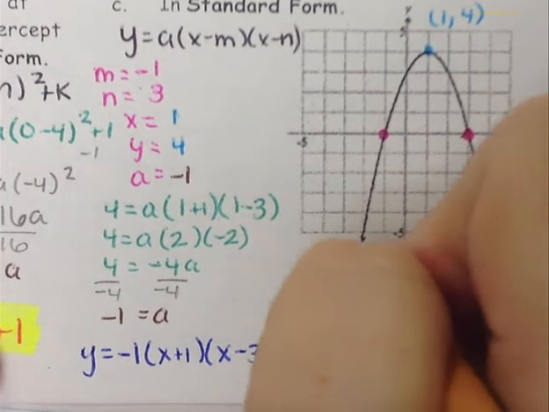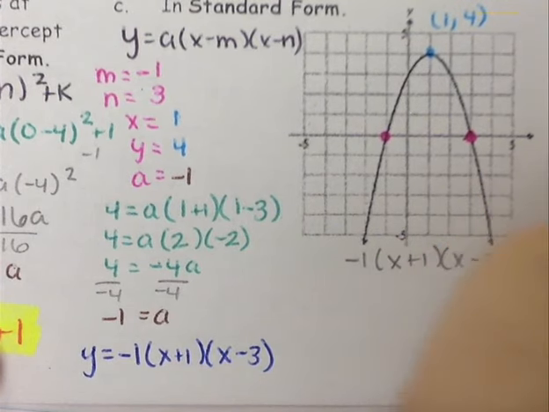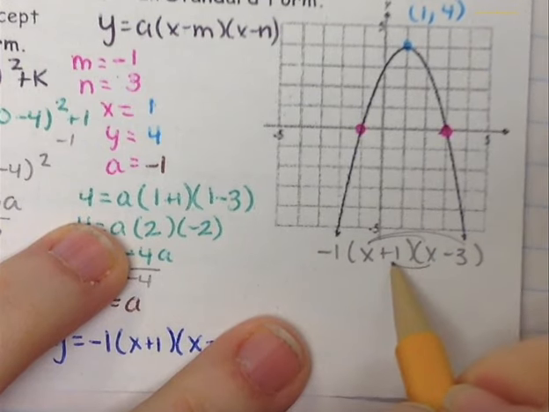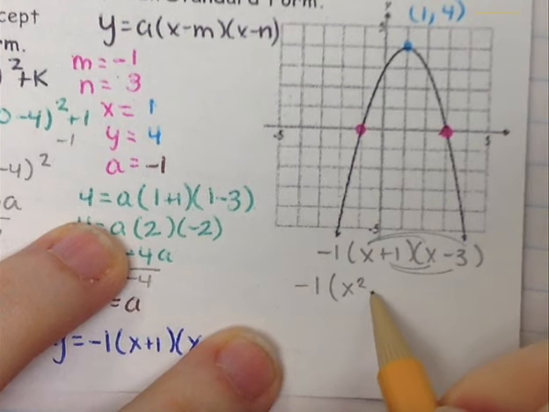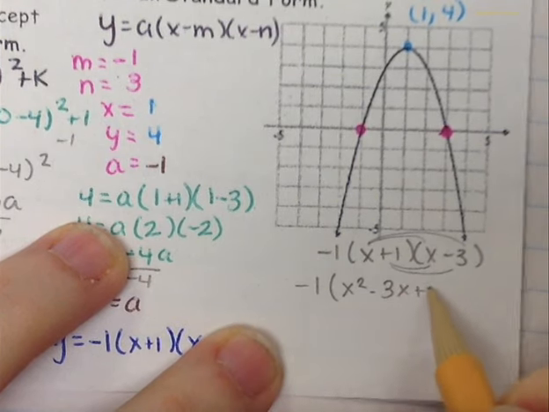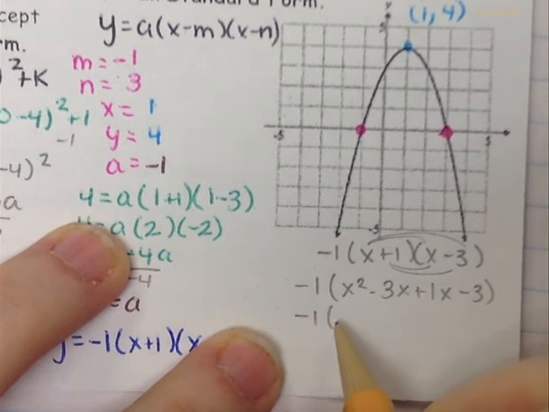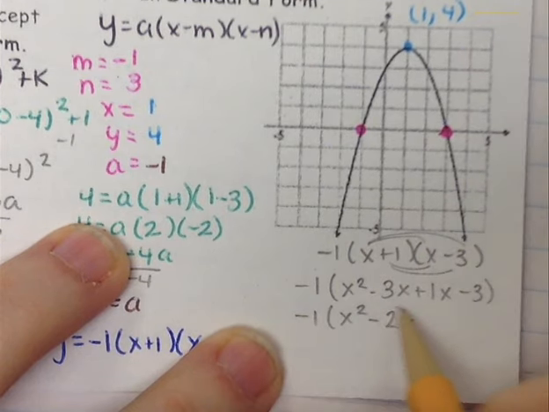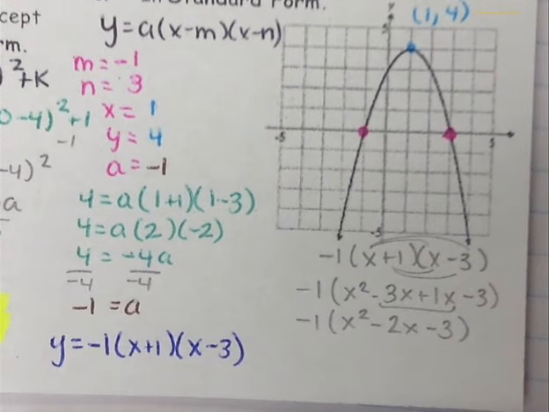We want standard form. So we're going to take this part we have here, and we're going to distribute it. So we're going to have that negative 1, parentheses, x plus 1, parentheses, parentheses, x minus 3. We're going to distribute the parentheses first. So we'll have negative 1, parentheses, x squared minus 3x plus 1x minus 3. So we'll have negative 1, because that stays on the outside, x squared minus 2x, because these two will go together, minus 3. Now we're going to distribute that negative 1, and we'll have our final answer.